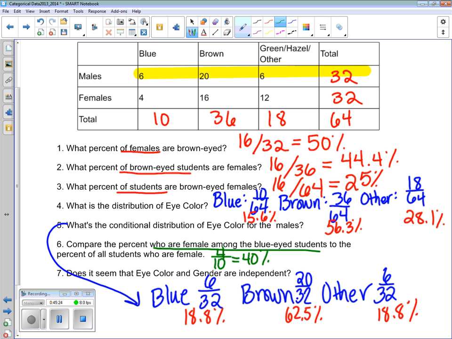Please let me finish. It's asking who are female among the blue-eyed students. Here are the blue-eyed students. Those are the females among the blue-eyed students. Compare to the percent of all students who are female. So now we have to look at all students who are female, which is going to be 32 out of 64, which is 50%. Okay? Emerson, is that okay? Yeah. You sure? Okay. That's all you have to do for that particular problem.